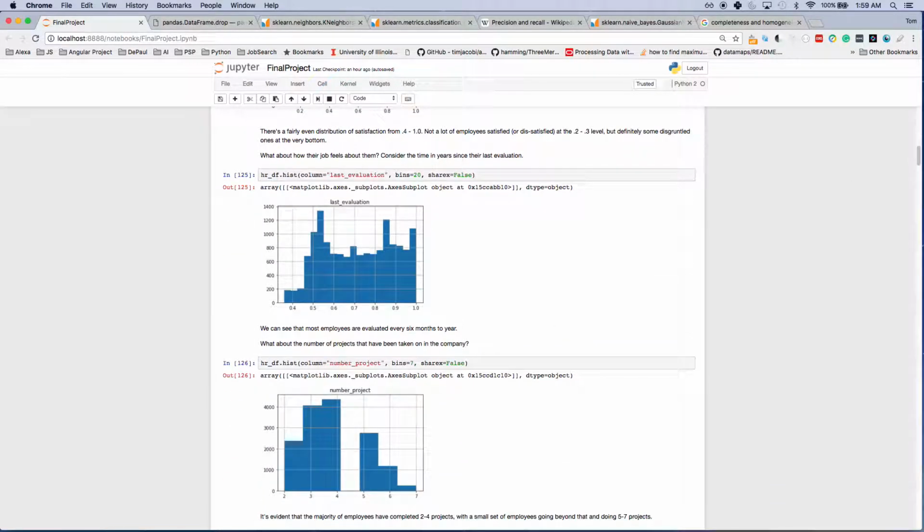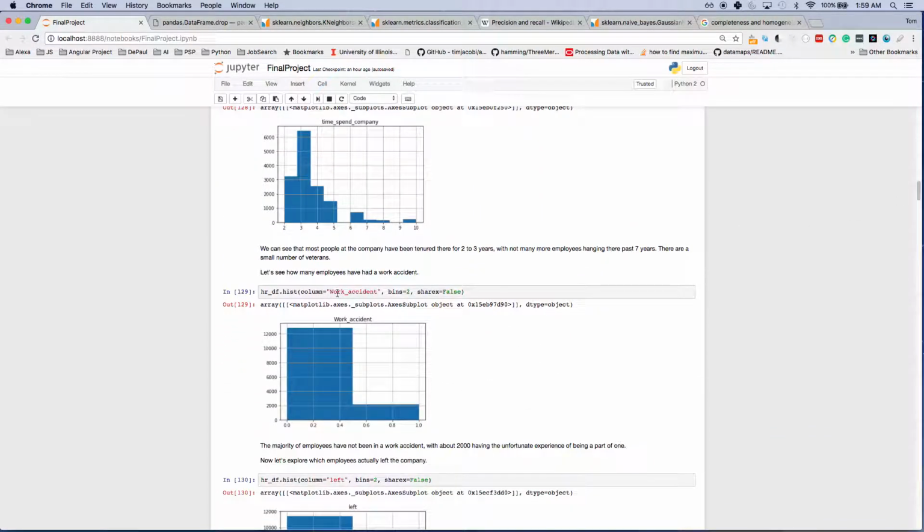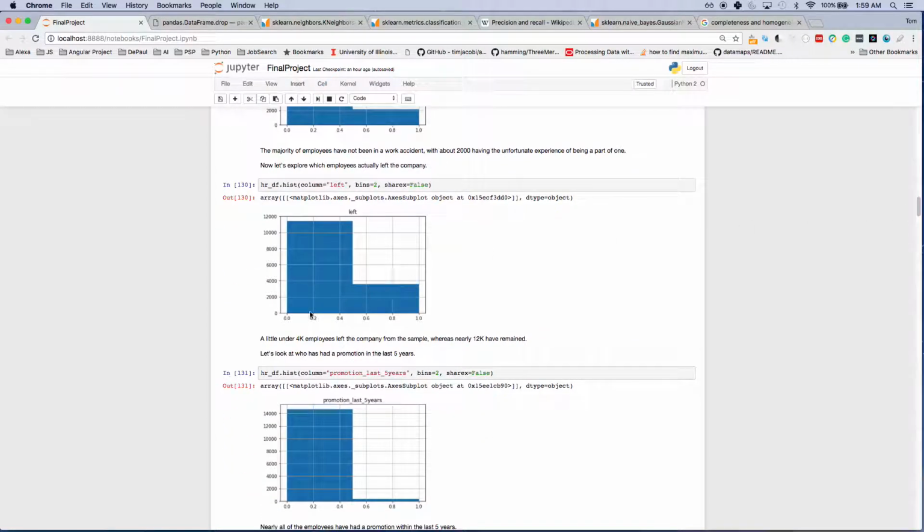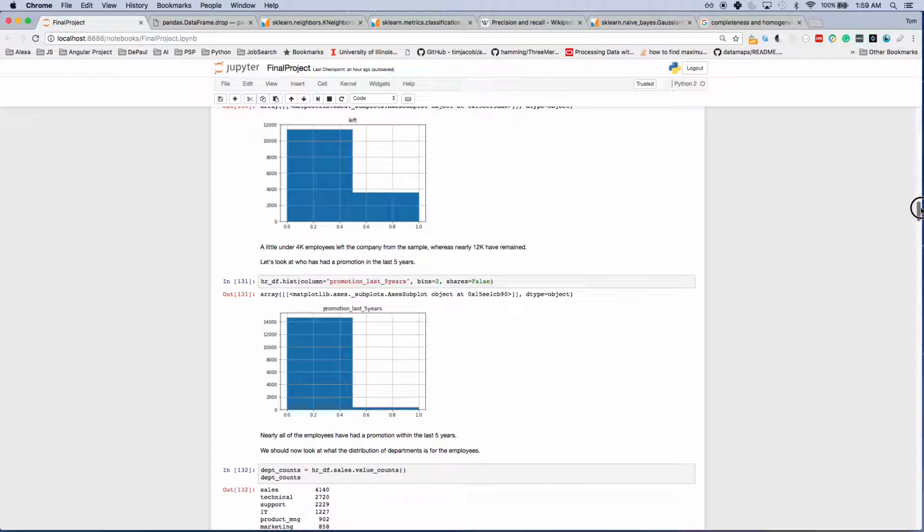Not a lot of employees work on a large number of projects. Majority of them haven't been in a work accident. Majority of them haven't left. Only about 4,000 of the 15,000 have. And most of them have been promoted in the past few years.